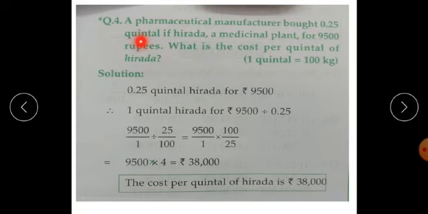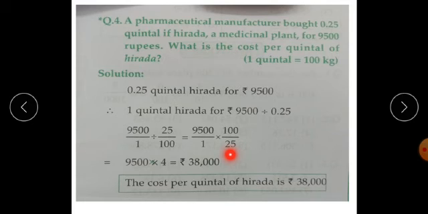Student, you first know what is the meaning of the word quintal. 1 quintal is equal to 100 kg. It is also given in your book. Now solution: 0.25 quintals of Hirida for 9,500 rupees. Therefore, 1 quintal Hirida for 9,500 divided by 0.25. 9,500 upon 1 divided by 25 upon 100 is equal to 9500 upon 1 into 100 upon 25, because we have taken the reciprocal of the second fraction.